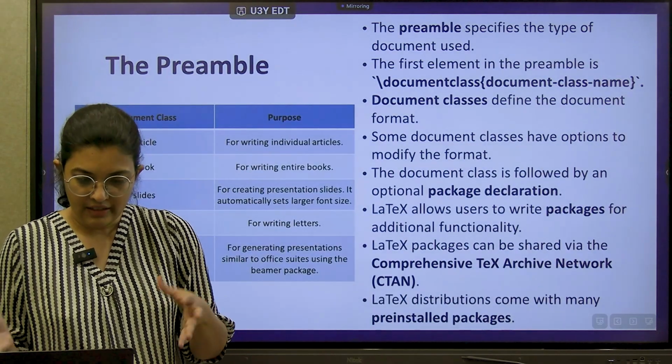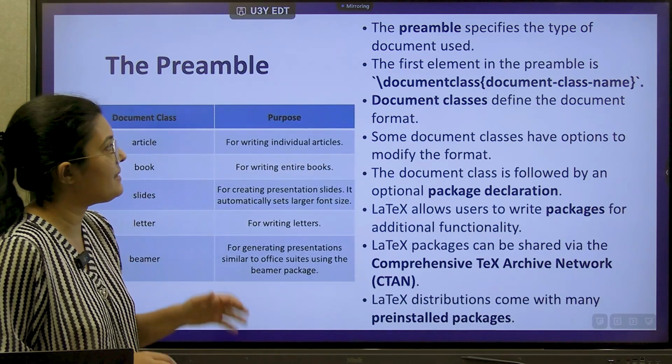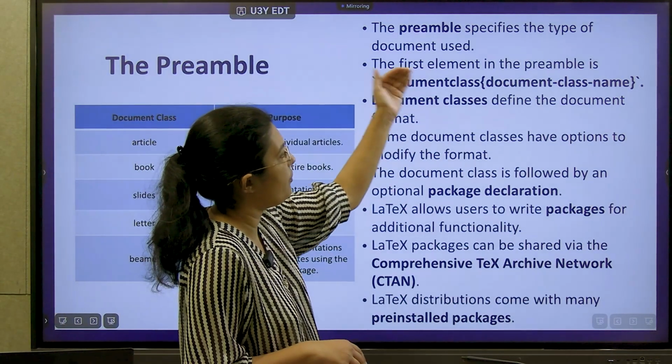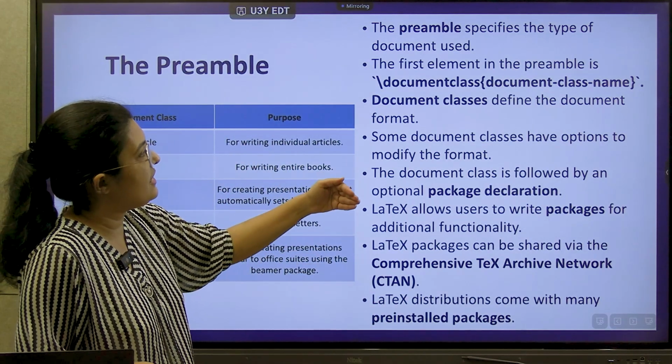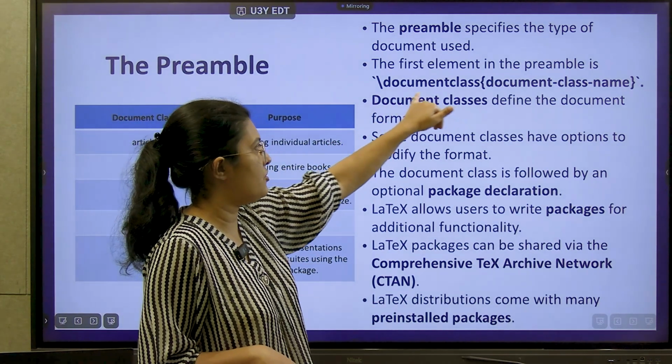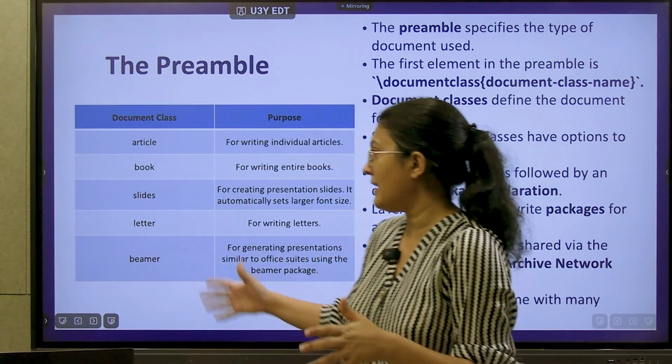Let's understand which different preamble commands we have available. The preamble is basically used to specify the type of document. That means which type of document this is, right? The first statement in a preamble is the document class. You have to mention the document class over here. The table lists some of the document classes available.